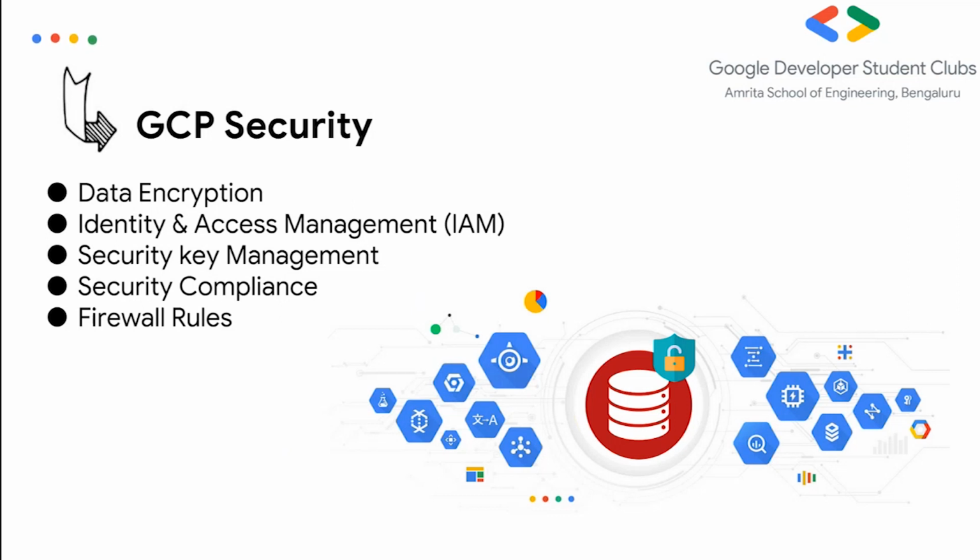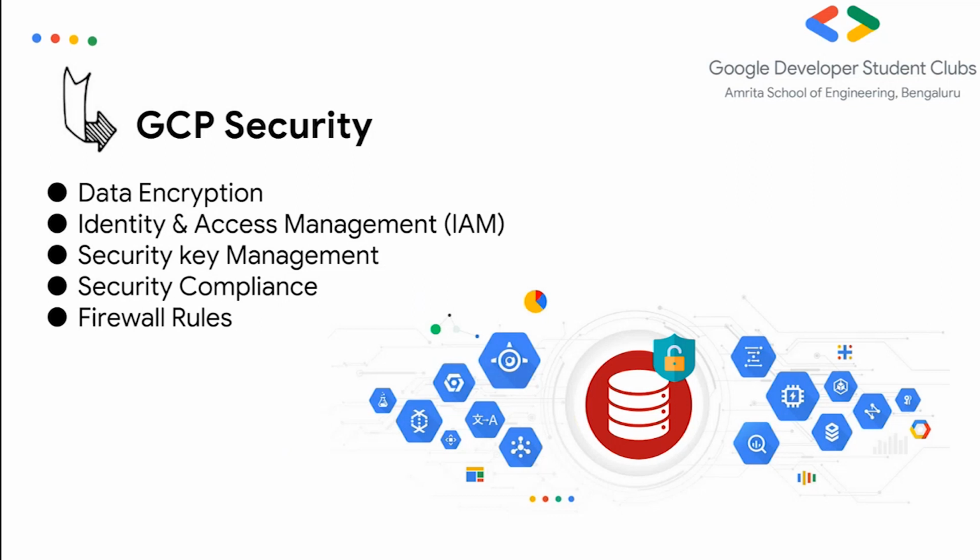So the company uses Google's built-in encryption for data at rest, and this encryption ensures that the customer data stored in Google is securely encrypted. So that is data encryption. The next is that the company defines IAM roles and policies to control access, so not many people can access the data. Only the people who have been defined roles can access the data.